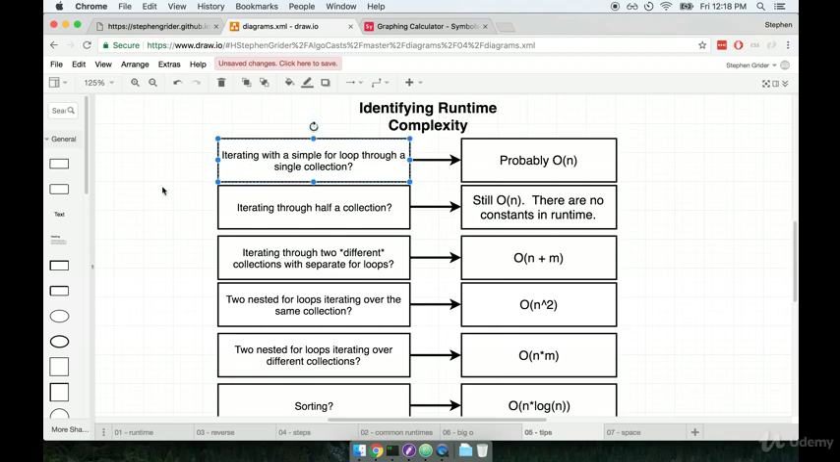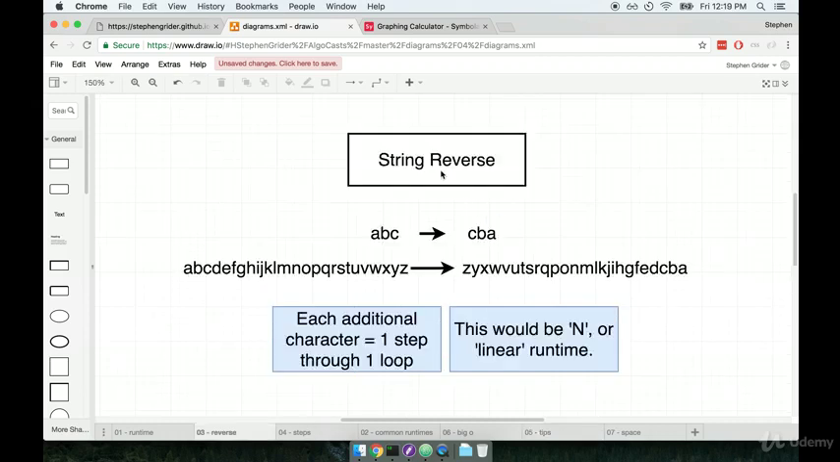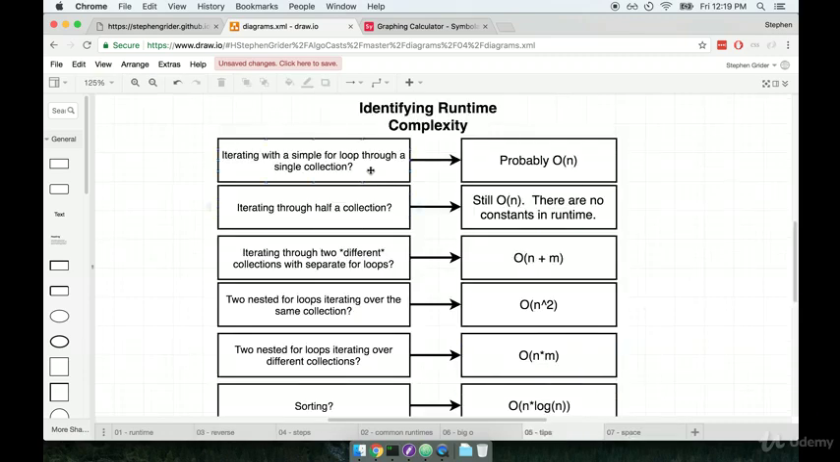So the first one is, if you ever see yourself iterating through a simple for loop with a single collection, a great example of which would have been our reverse string algorithm back here. We had a simple for loop, more or less, iterating over a fixed set of records, like just these characters right here. Whenever you see that, chances are you have linear runtime, extremely likely. So a simple for loop probably means you have linear runtime complexity.